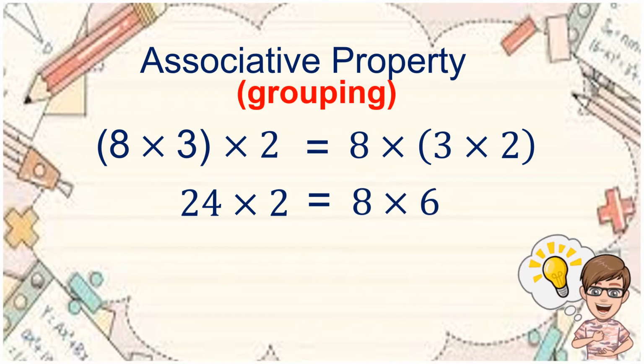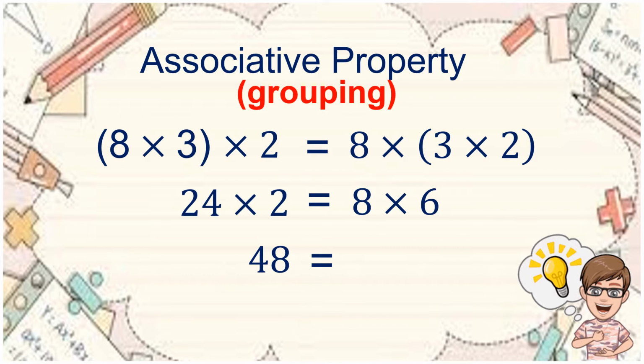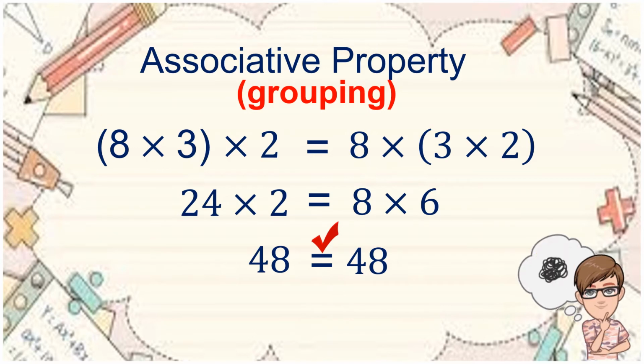24 times 2 is equal to what? Correct. It is equal to 48. And how about 8 times 6? Correct. It is equal to 48. So using the associative property, we arrive at the same product.